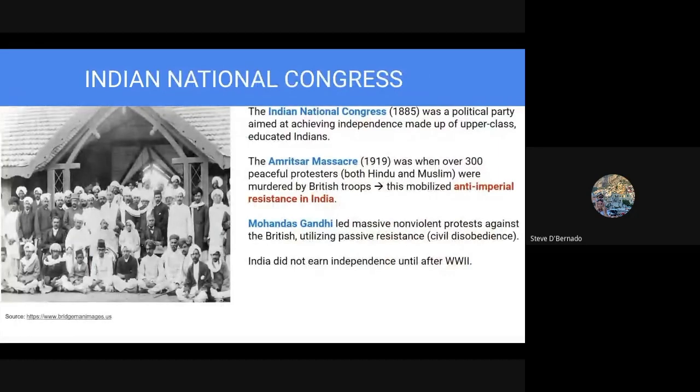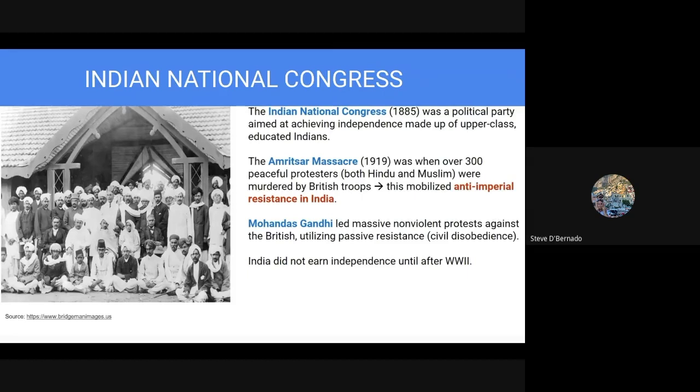The Indian National Congress was formed in 1885. It was a political party aimed at achieving independence. It was made up of upper-class, educated Indians from India. The Amritsar massacre in 1919 was when over 300 peaceful protesters, both Hindu and Muslim, were murdered by British troops. This mobilized anti-imperial resistance in India. This was a peaceful protest, a non-violent sit-in in which Indians were massacred by British soldiers.